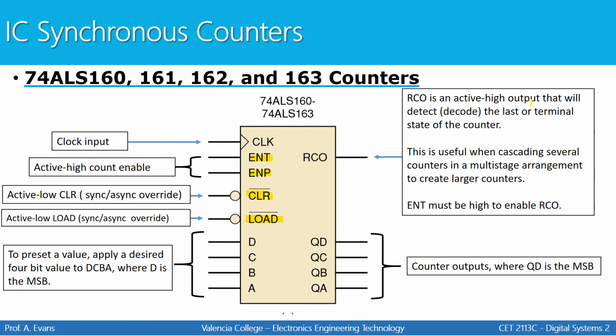RCO is an active high output that will detect or decode the last or terminal state of the counter. So if you're counting from 0 to 9, that would be whenever you hit 9, 1, 0, 0, 1. If you're counting from 0 to 15, that would be when you hit 1, 1, 1, 1 at your outputs. This is useful when we cascade several counters together to create a larger counter that can have a higher mod number than a mod 10 or a mod 16. ENT must be high to enable your RCO output.